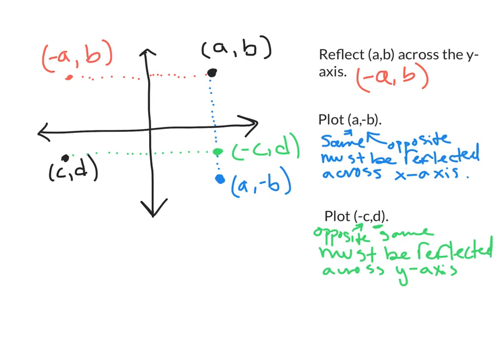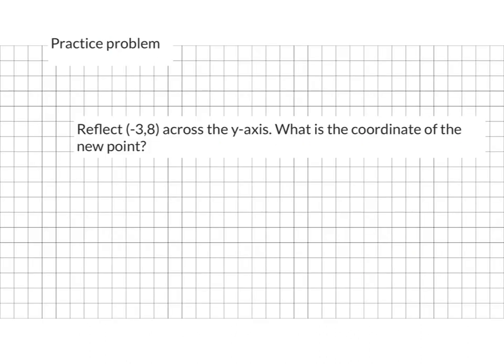If you find this stuff with variables super confusing, don't worry about it. This is just to stretch our brains a little bit. Rewatch, see if you can figure it out, but don't stress too much. All right, time for the practice problem. For your practice problem, I want you to reflect negative 3, 8 across the y-axis. What is the coordinate of the new point? You can check your work by plotting it on a graph. Make sure you understand how to think about this without graphing it as well.